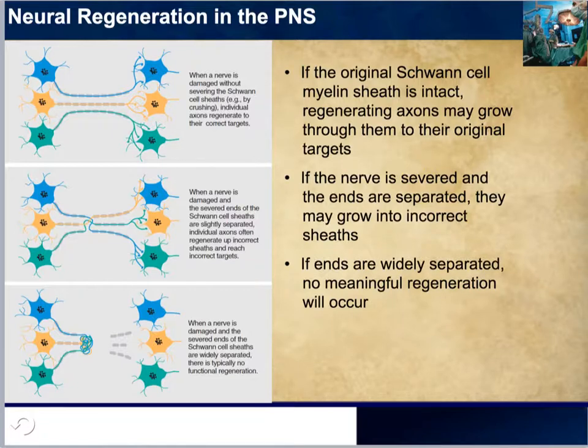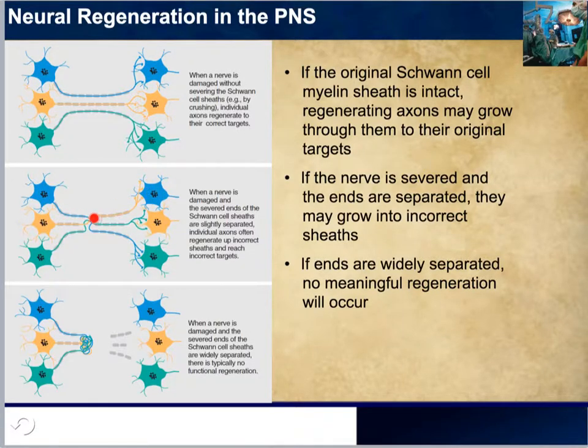But if we just damage the nerve and not the Schwann cells, then we could see that the individual axons would regenerate neatly across and to their correct targets. So we would damage the nerve here, leaving the Schwann cell intact. Regeneration occurs. However, if we damage the nerve and somehow we damage the Schwann cells, then these would be separated, and when they regenerate, they would not go back to the original target. They would in fact end up in incorrect sheets and reach also the incorrect cells.